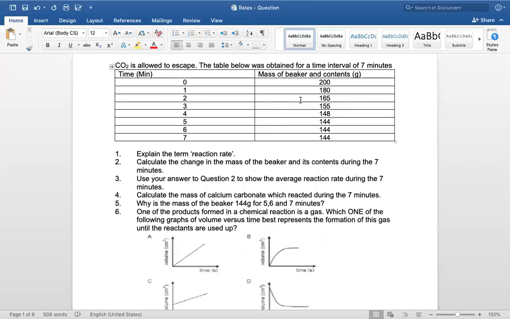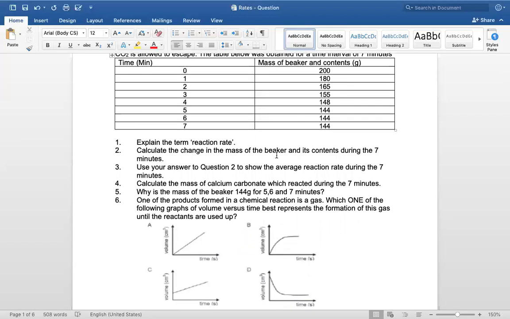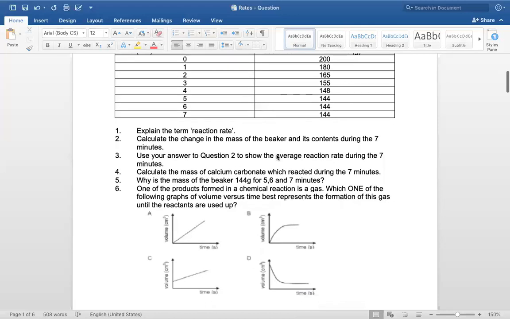Why did the grams get less? Because the grams got less because the carbon dioxide was allowed to escape. All right. Number 3, use your answer to question 2 to show the average reaction rate during the 7 minutes. So what's reaction rate? The chemical used over time, isn't it?